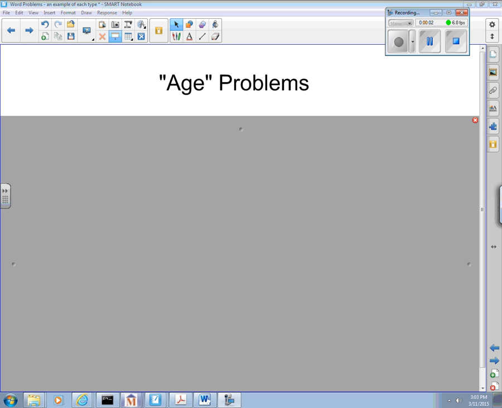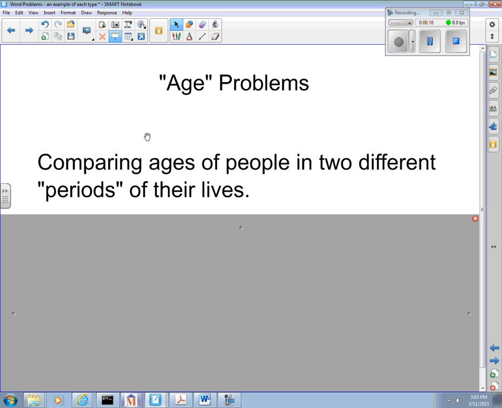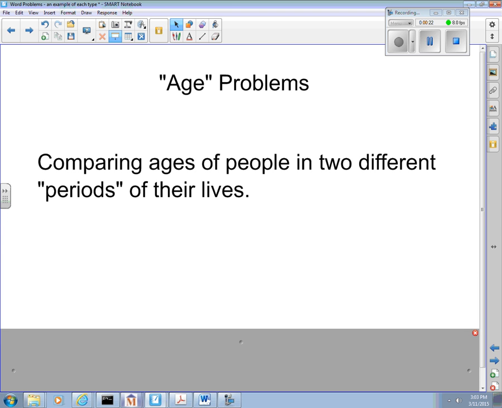All right, today we're going to look at our third type of word problem, age problems. These ones are solved usually using a little system to keep track of your givens and your data. Usually we use a chart. An age problem is characterized by this. You compare ages of people in two different periods of their lives.